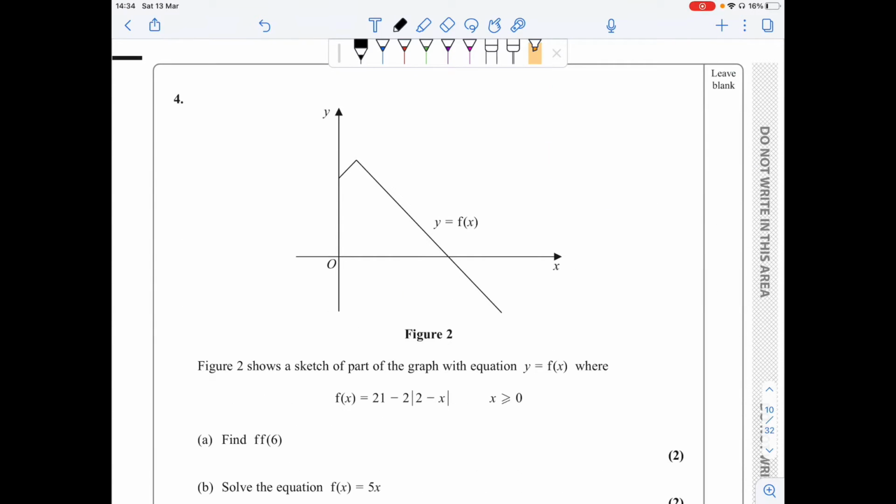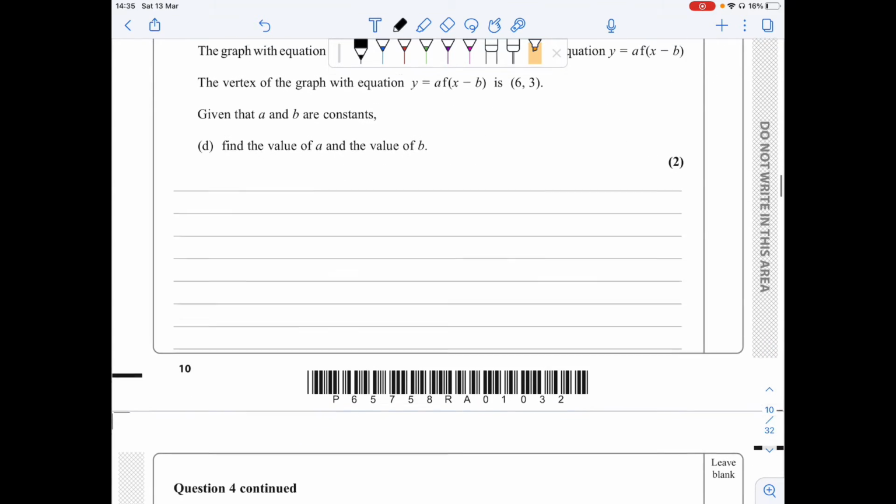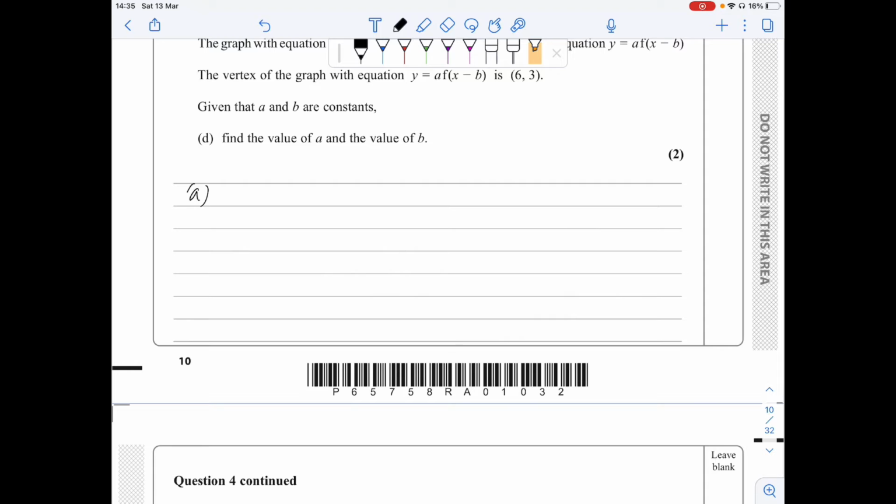In question 4, I'm given this graph and the corresponding equation. Part A, I need to find f of 6. So first, let's calculate f of 6. This is equal to 21 minus 2 times the modulus of 2 minus 6, which will give me 21 minus 2 times 4. Note that 2 minus 6 is minus 4.